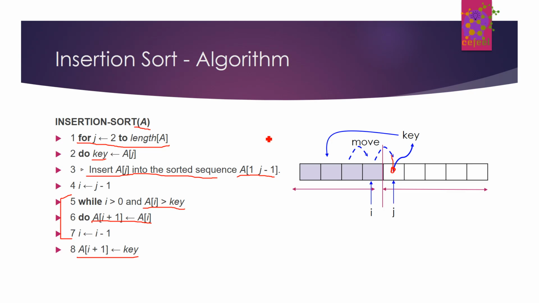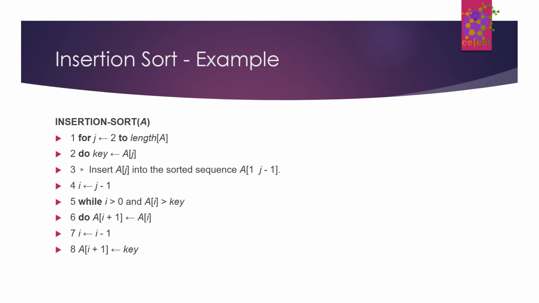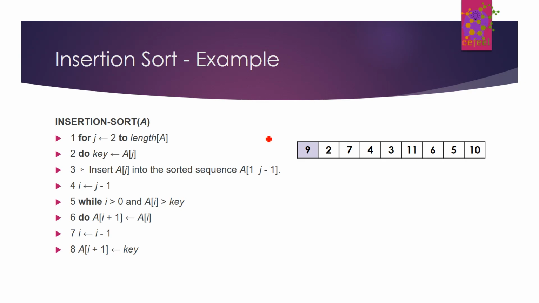Okay, cool. So let's see this algorithm in action with an example, so that will probably make things much more clear. We'll go through the steps in great detail. We are given an array which looks like this: 9 2 7 4 3 11 6 5 10, and we have to sort this array. So let's go through the algorithm and apply it.